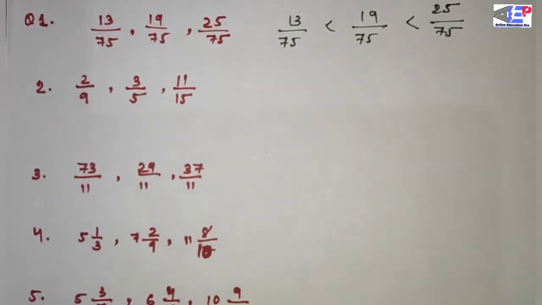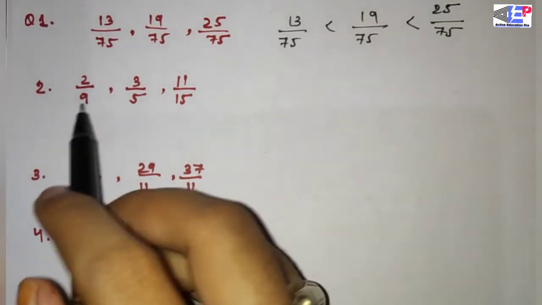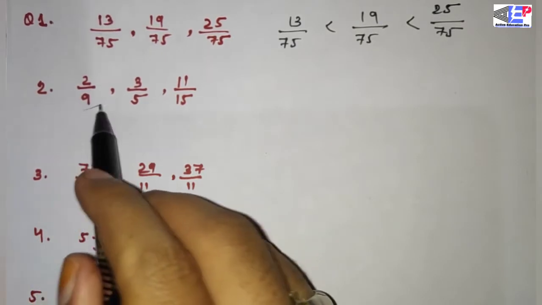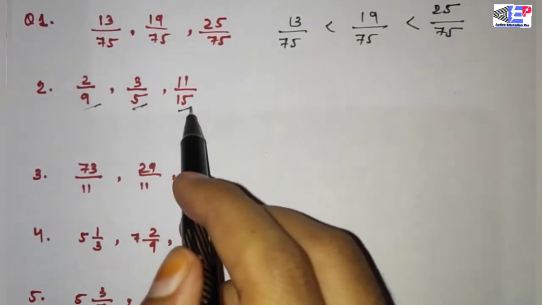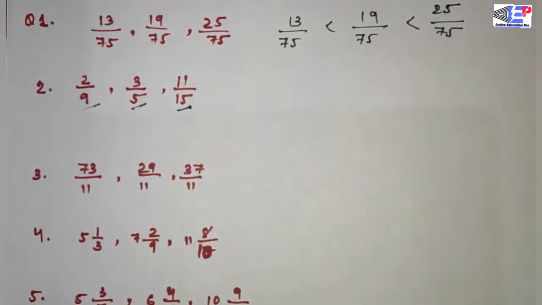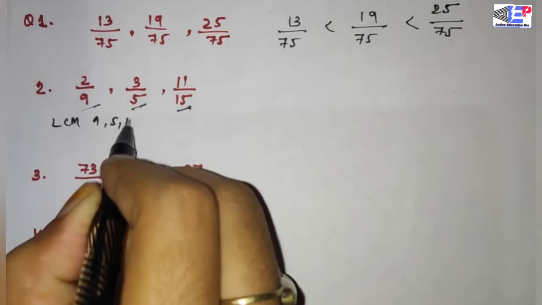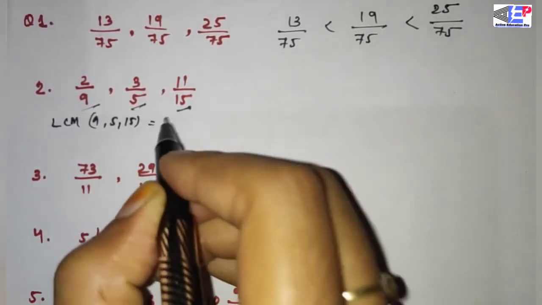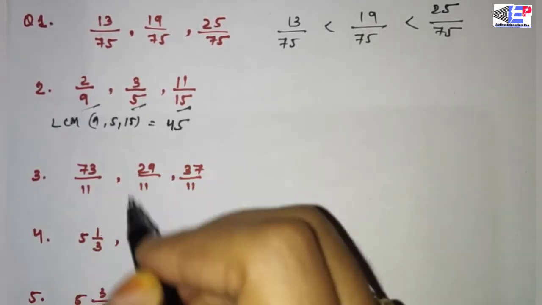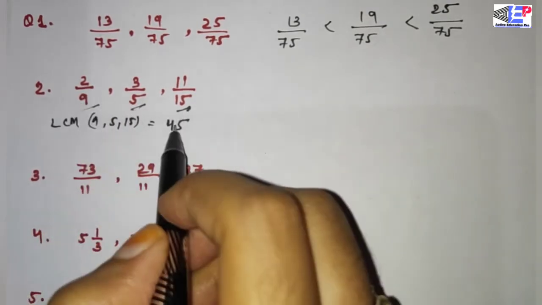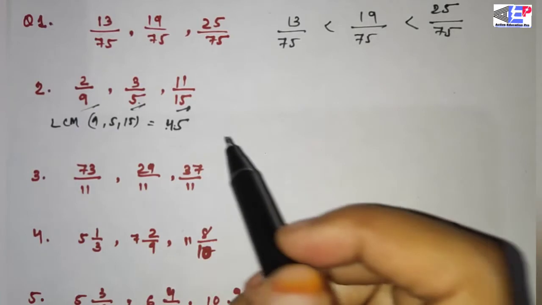2 by 9, 3 by 5 and 11 by 15. These three are unlike fractions having different denominators: one is 9, one is 5 and another one is 15. So as per our procedure, first we have to take the LCM of 9, 5 and 15. The LCM of 9, 5 and 15 will be 45, because 45 is present in all three tables: 9 5s are 45, 5 9s are 45 and 15 3s are 45.